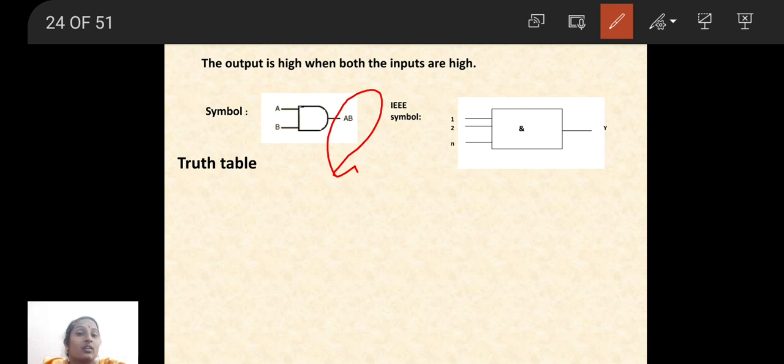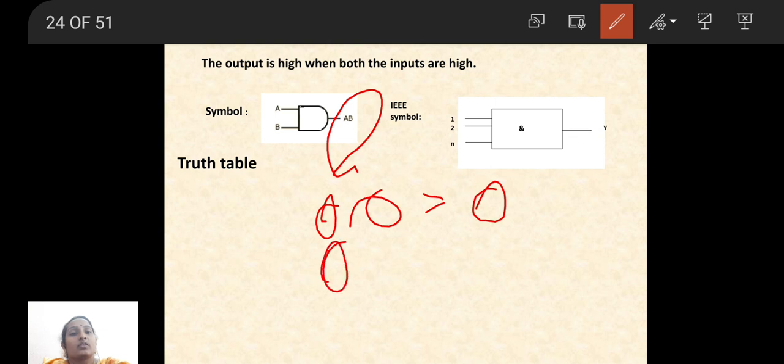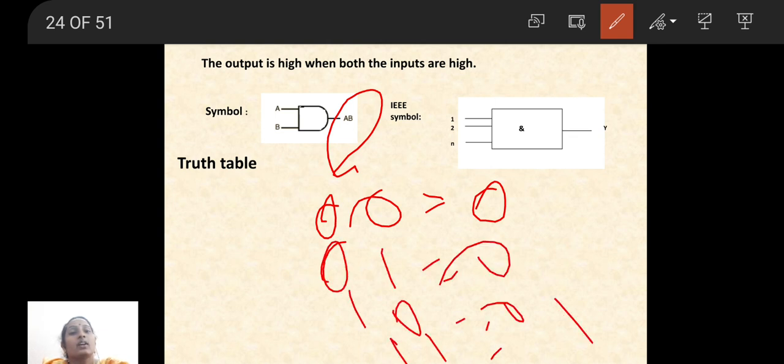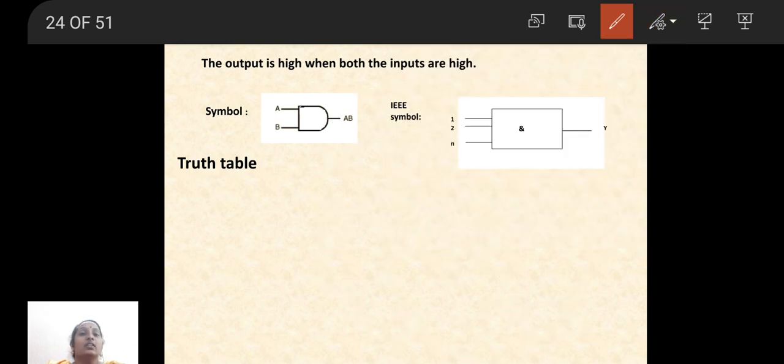But what is the logic involved in here? It is, if any of the input is 0, the output is 0 simply. So one input is 0, the output is 0. 0 into 1, 0. 1 into 0, 0. Only when all the inputs are high, the output is high.